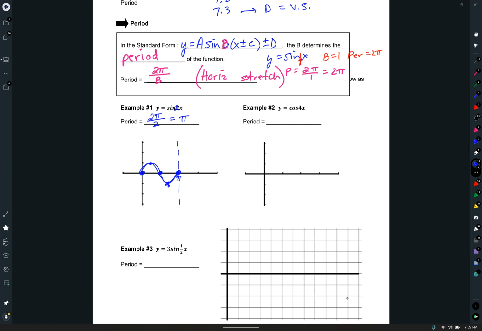Since my B number is 4, the period is going to be 2 pi over 4, or the period is pi over 2. So that means I've got to squeeze one full section of cosine into a distance of pi over 2. Remember the phrases for cosine. We said you start and end at 1. Halfway, you're down at -1. And then halfway between each of those is where you're at 0. So here's one section of cosine that happened in a small section of pi over 2.